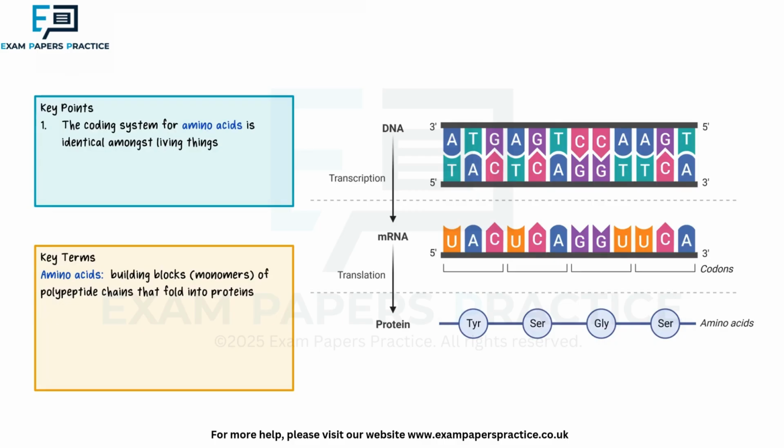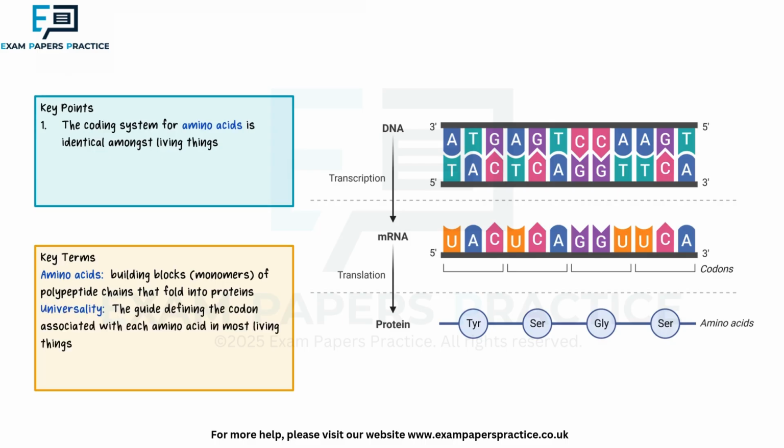The genetic code defines how the information stored in DNA and RNA is transformed into the sequence of amino acids within proteins. Within living organisms, a limited number of amino acids form the building blocks for a wide range of proteins. Interestingly, the coding system for amino acids is identical amongst most living things. Only the order of amino acids change from protein to protein and organism to organism.